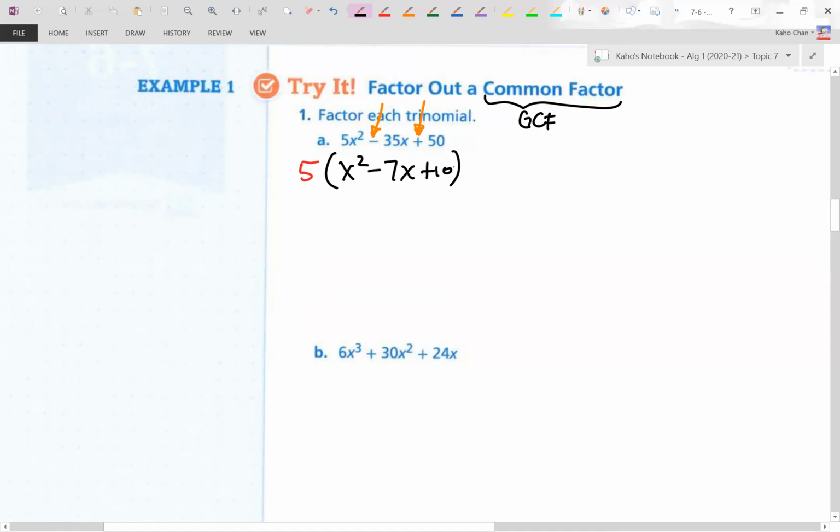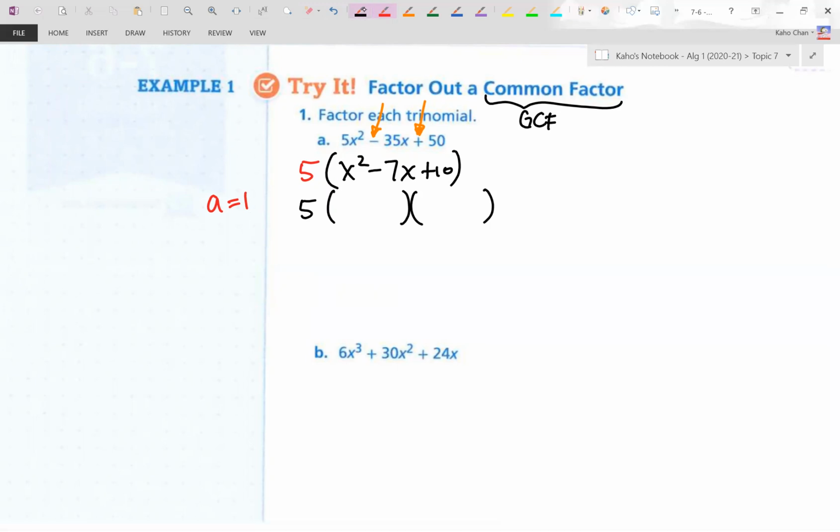So here, this is a situation where I can actually finish this problem pretty easily using the box or guess and check. Notice that my A value is 1 here. When it's 1, it's actually very easy to just guess the answer, to be honest with you. And I'll show you that right now. Think about it. When we FOIL, there's only one way to get x squared, and that is x times x. There's only one way to get that, right?